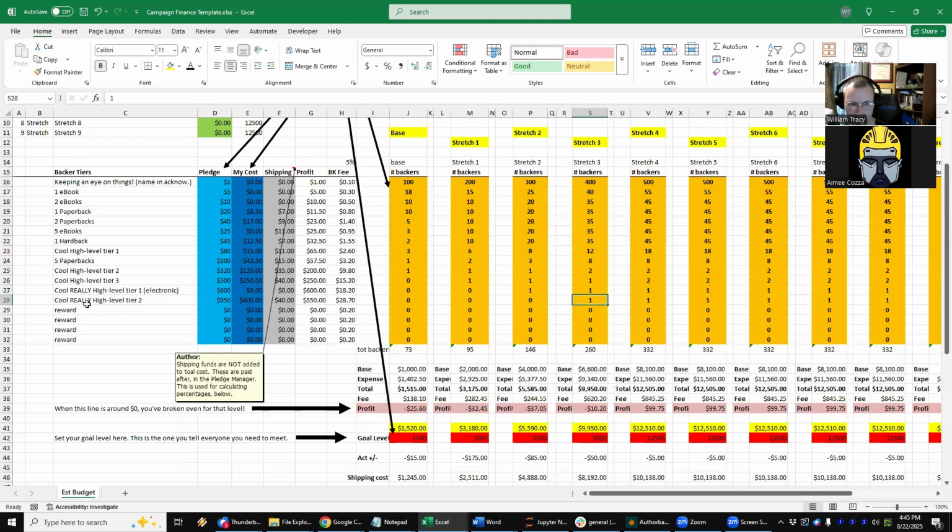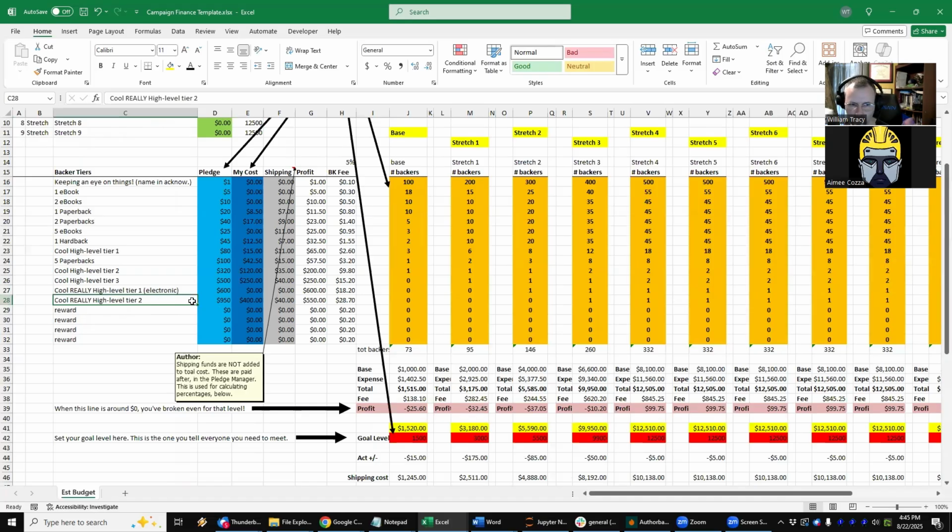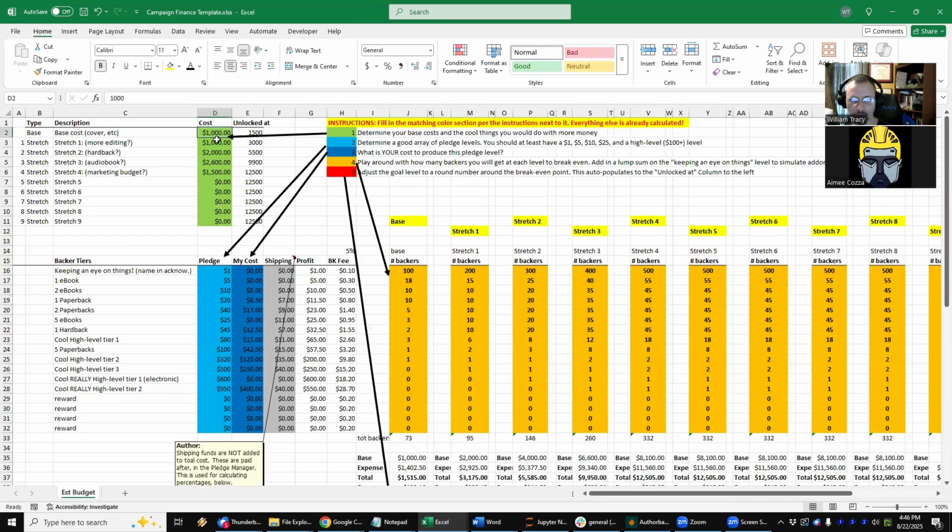As you go across, you can start adding in some of these higher goals. So you see I have one here of this cool, really high, $950 level tier. It costs me $400. I get a chunk of $500 out. So maybe somebody gets one of those finally. Once you get to like stretch goal 2 or 3, you may actually make some money on this, depending on what's happening. This will also depend on how far those stretch goals are apart from each other.